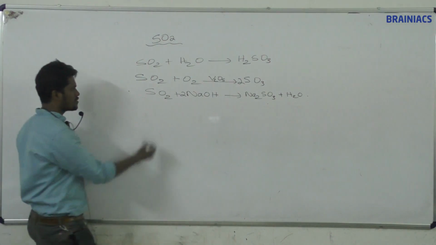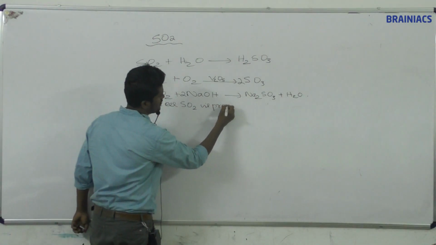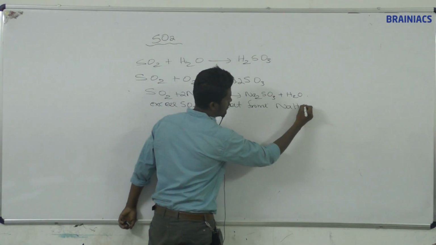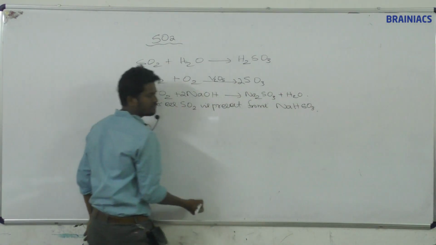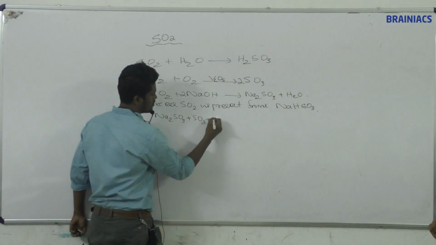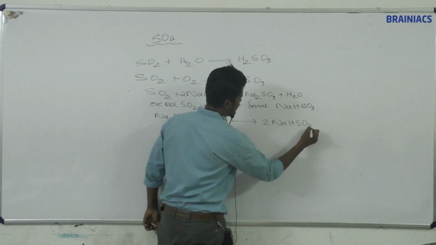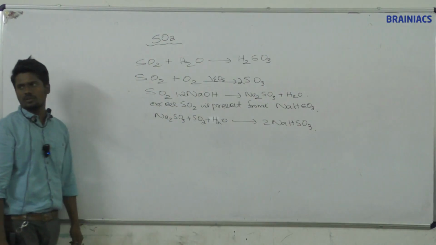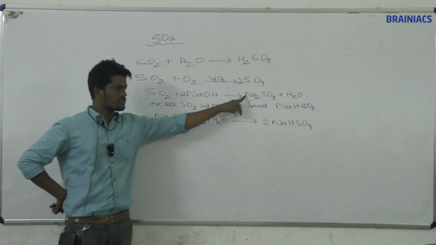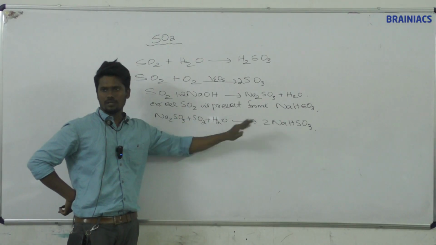If excess SO2 is present, it forms what? Sodium bisulfite. Na2SO3 plus SO2 plus H2O gives 2NaHSO3. Like carbonates, in the presence of excess CO2 they give bicarbonates. Same here.